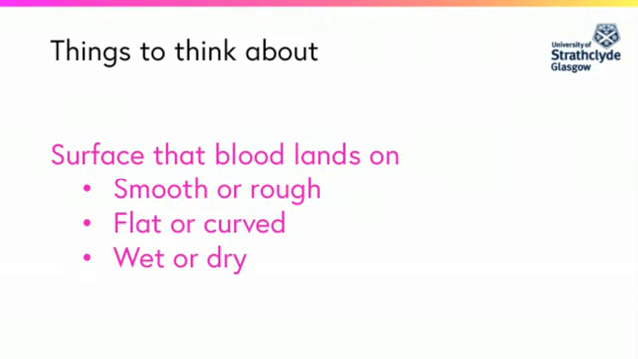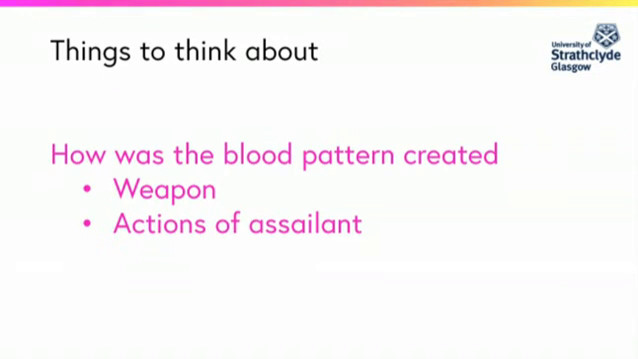Any rough surfaces will deform the stains as they strike it, and smooth ones will result in deformation of droplets hitting them by allowing the wet blood to run, with the exception of blood falling vertically onto a smooth surfaced floor. The weapons involved and the actions of the assailant.